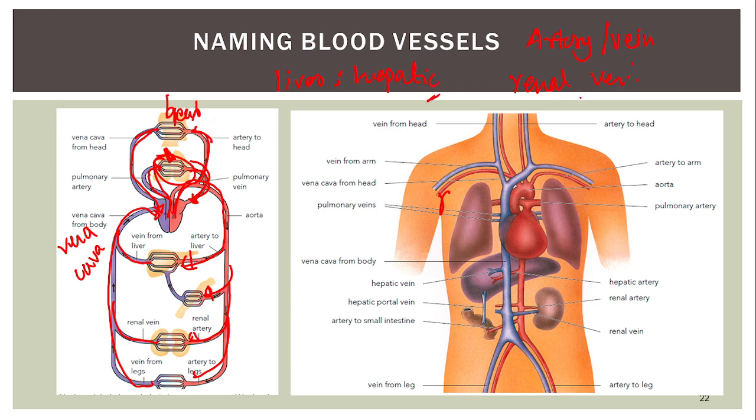Hepatic. Renal vein is for what? Renal vein is for the kidney. I think I didn't mention that. Then, as we know, pulmonary is associated with lungs. Similarly, with the small intestine, it's hepatic portal vein. And yes, I think you should be fine if you know that.